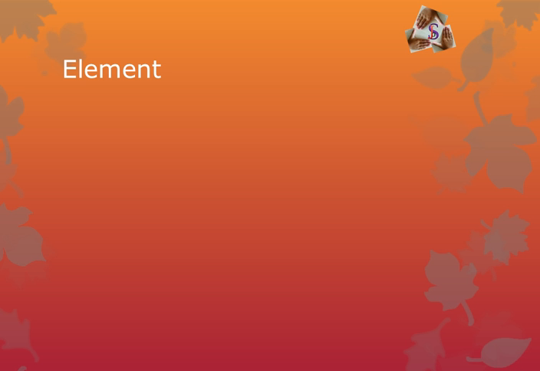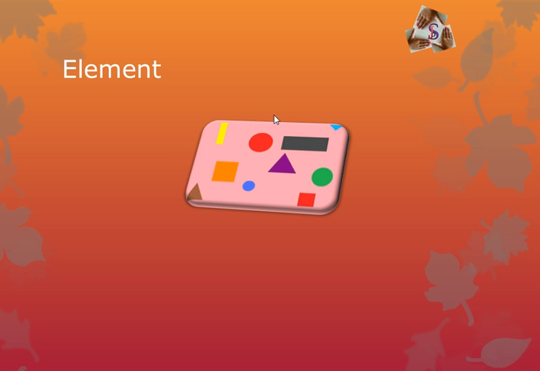Now, let us try to understand the various mathematical terms that we use in sets. First one is the element. Now, this is a set of various mathematical shapes. What do we mean by element? Every member of the set is called an element. So, a square belongs to the set. Square is an element of the set. A circle belongs to the set. So, the circle is an element of this set. So, all the members of the set are called elements.